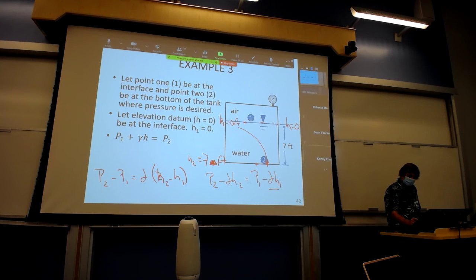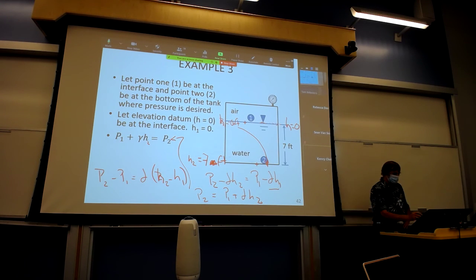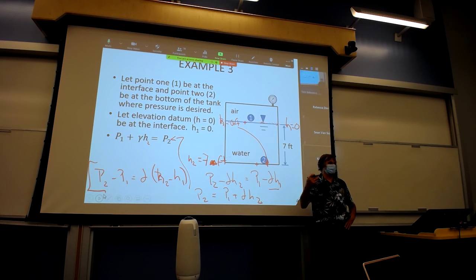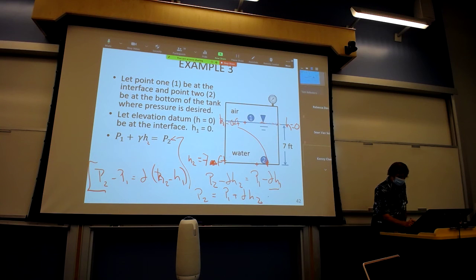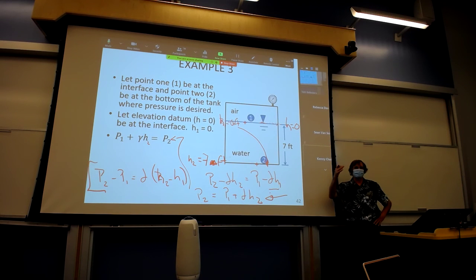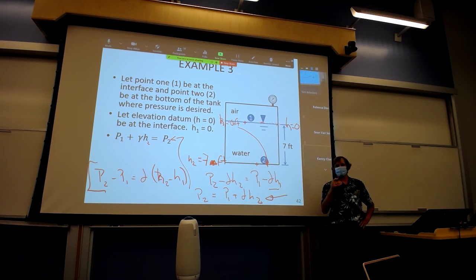And if we now rearrange this, that P2 is equal to P1 plus gamma H2, you get the form that's up here. So I always start at the same place, but in time you'll learn that you can probably start right here, because you recognize that by setting the elevation datum right at the free surface, you get rid of one term.